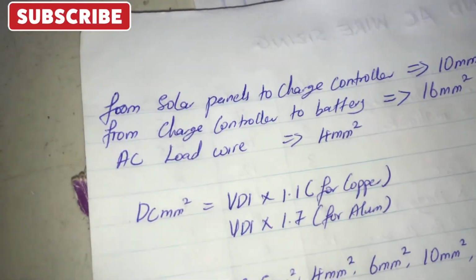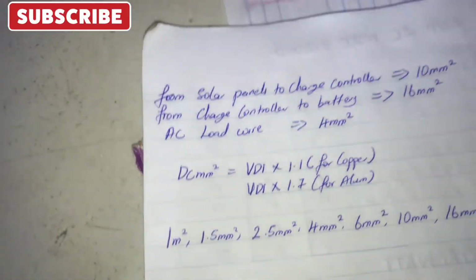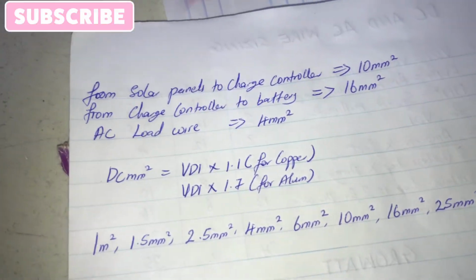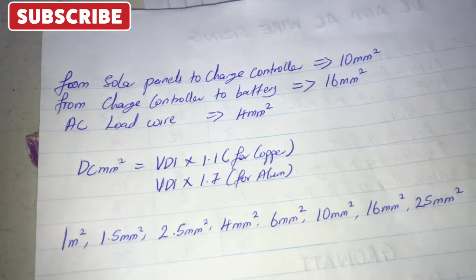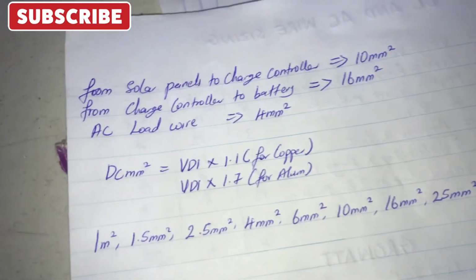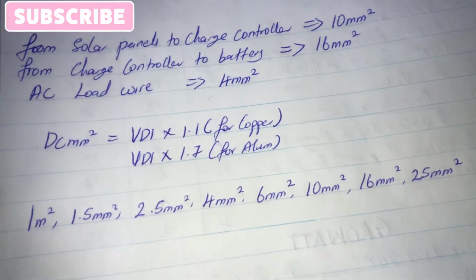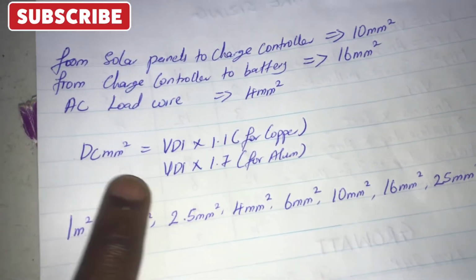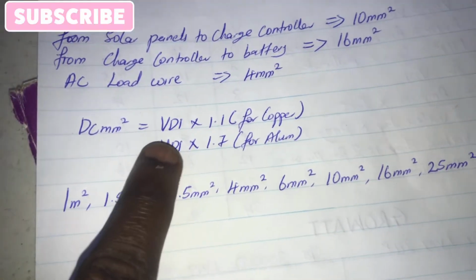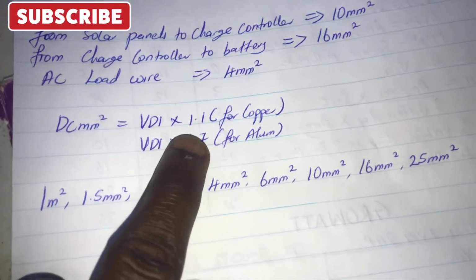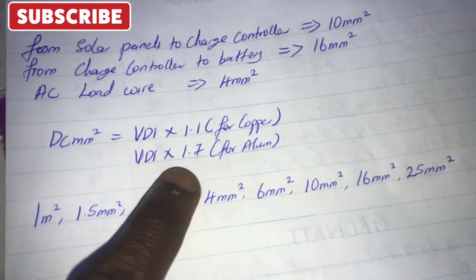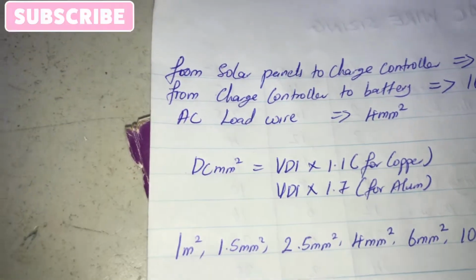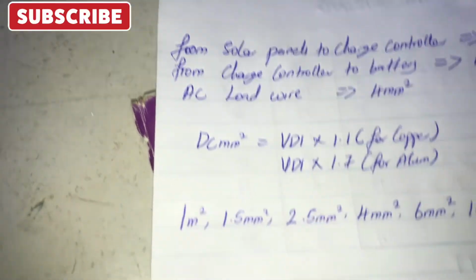Okay, so from our calculation, from solar panel to your charge controller, you have 10 mm. From your charge controller to your battery, you have 16 mm. For your AC wire, it is 4 mm. Then like I said before, you might be doing your own research and you will come across this type where they say DC in millimeter square will give you VDI multiplied by 1.1 for copper wire, multiplied by 1.7 for aluminum wire. So I just want us to do something really fast so that you will see that anyone you use is the same thing.